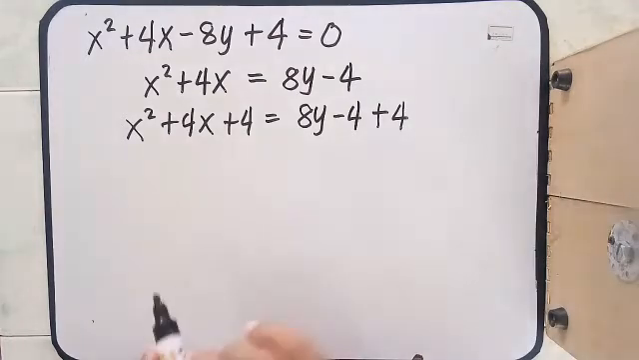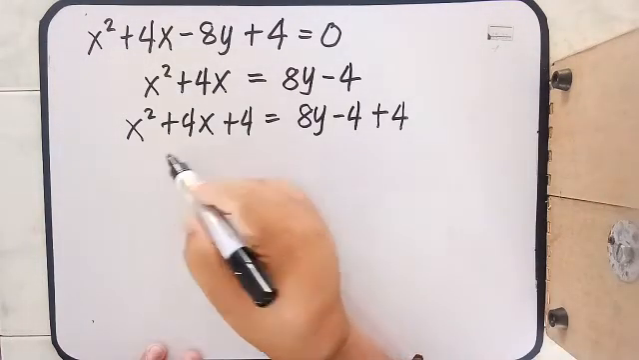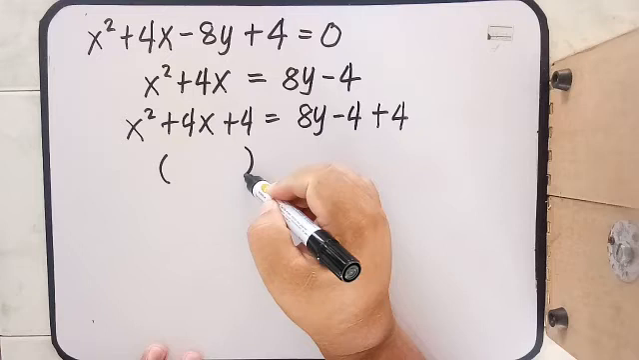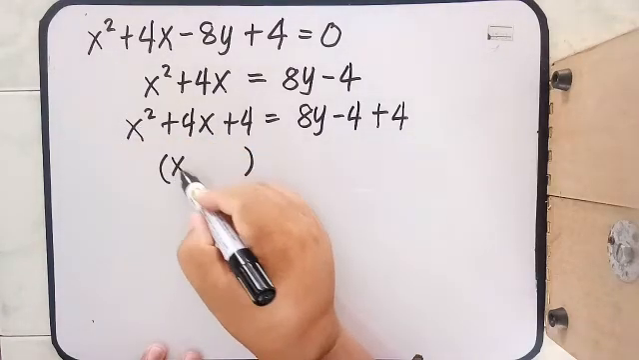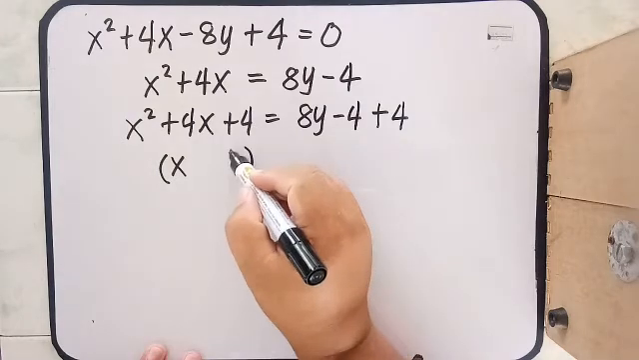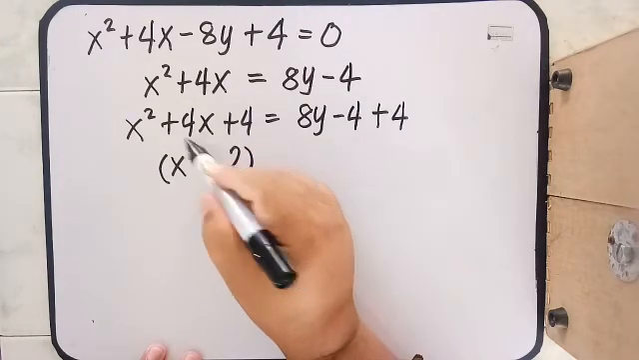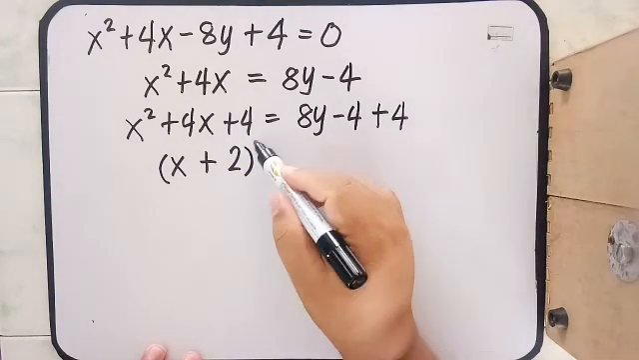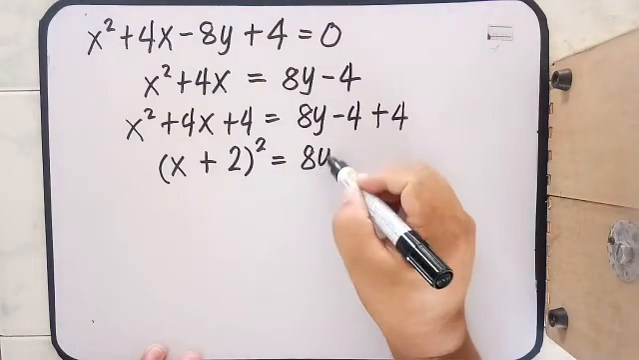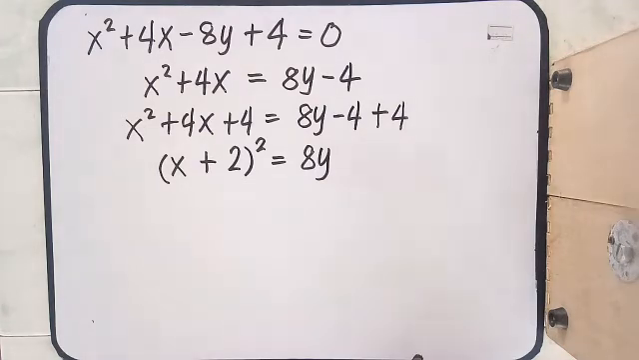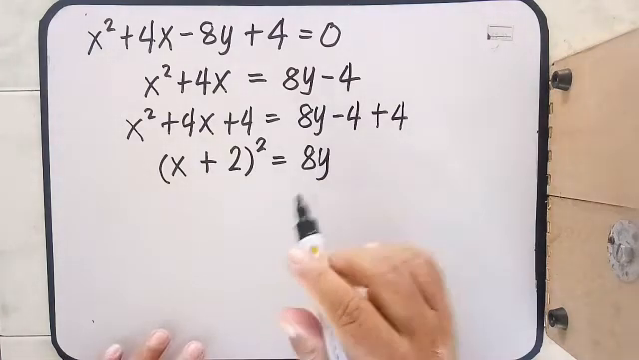Then after that, we're going to express this as the square of a binomial. So how do we express this as the square of a binomial? We have to find the square root of the first term and the square root of the third term, and then copy the sign of the middle term. And then the other part will be 8y.